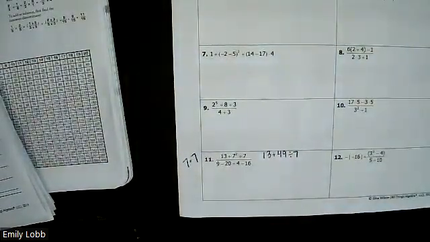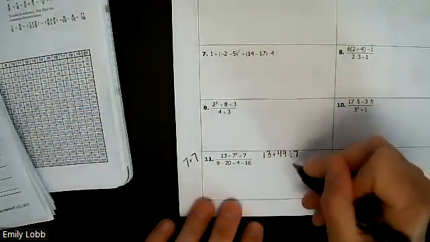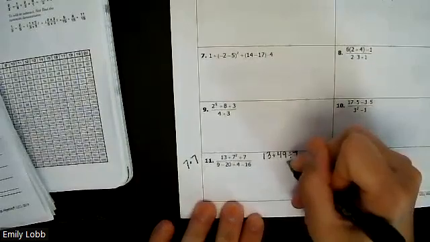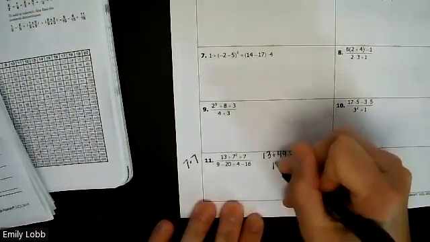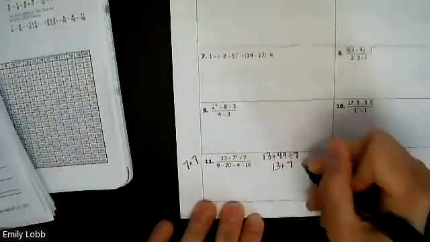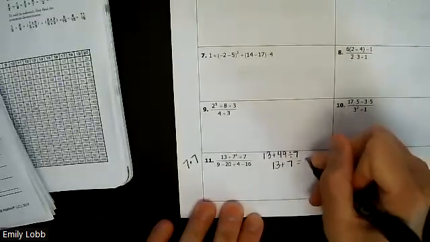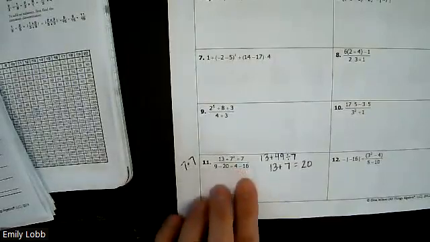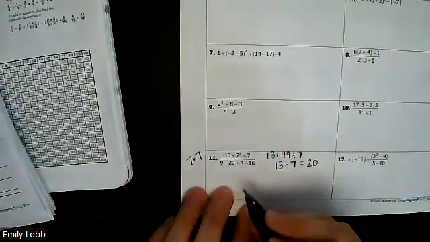So what do I need to do next? Do the division. 49 divided by 7 is 7. We just multiplied by 7. So now I have 13 plus 7, which is what? 20. So this is my top. I've figured out my top. Now I've got to figure out my bottom.